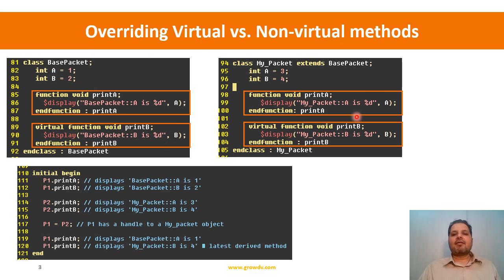So now I have a derived class. I am saying class my packet, and I am extending the base packet. The base class I have extended, and I have overridden the properties. I am saying a equal to 3 and b equal to 4.